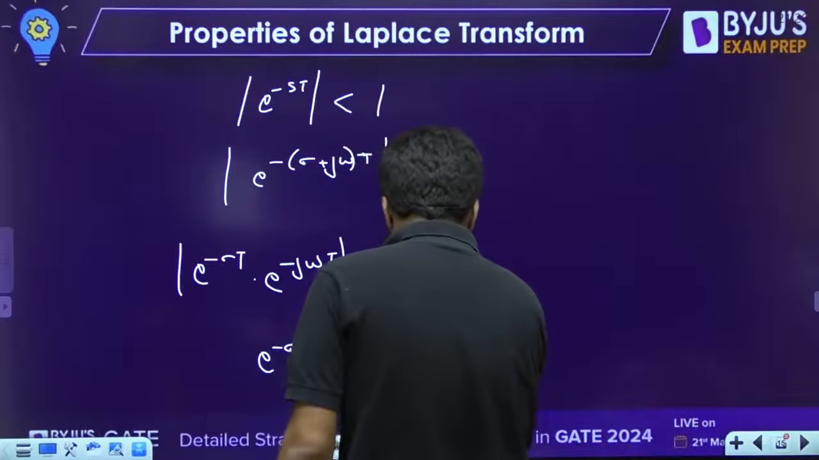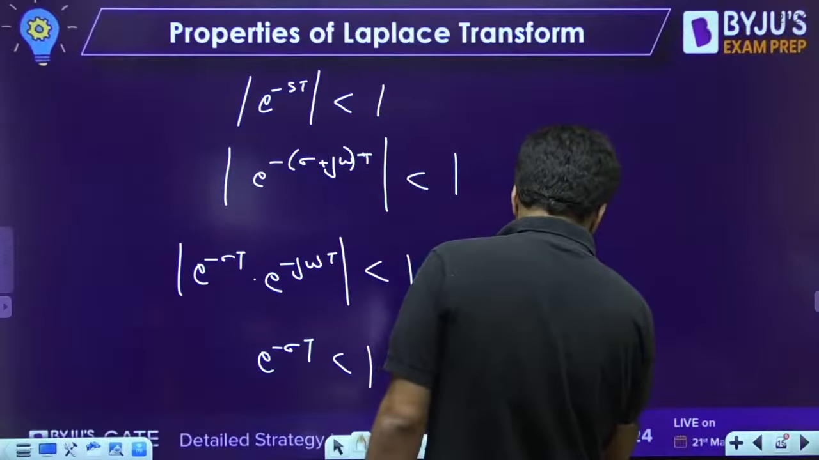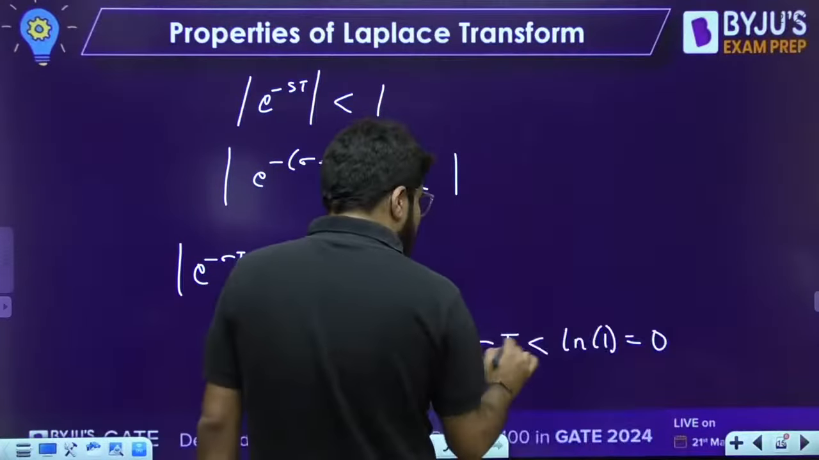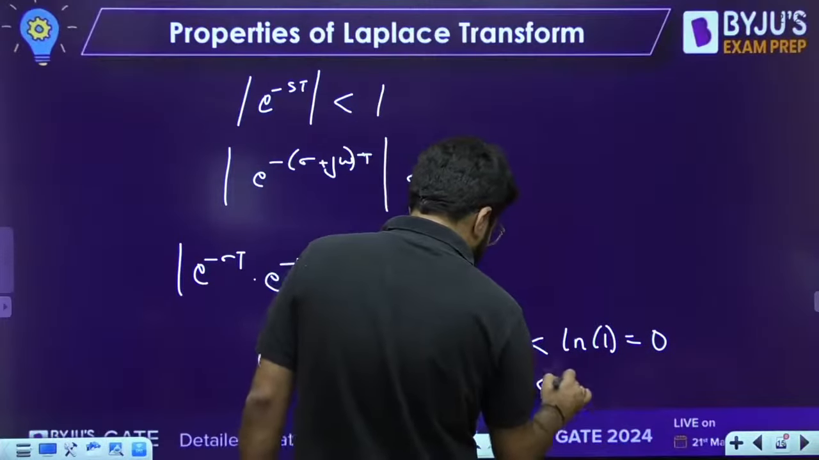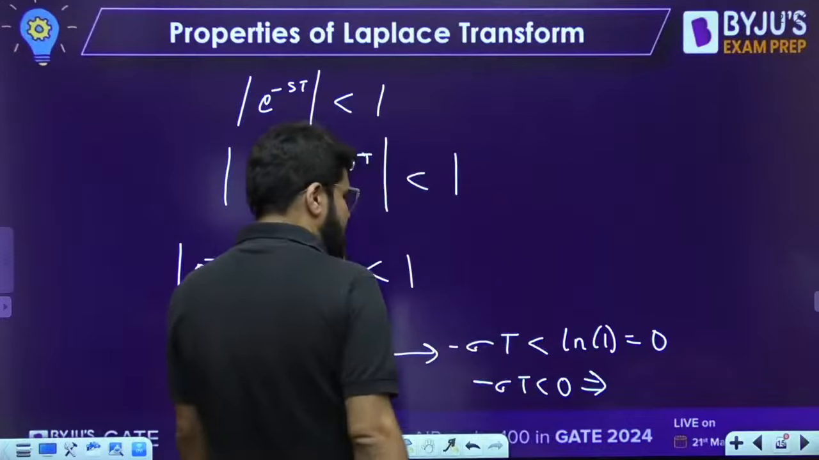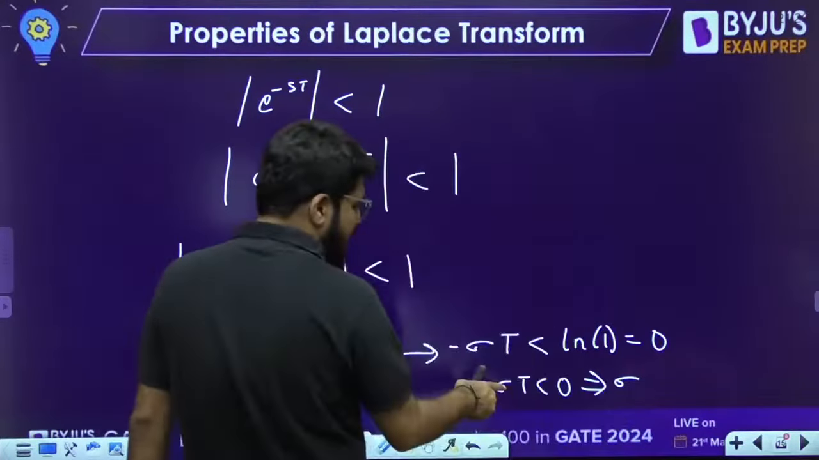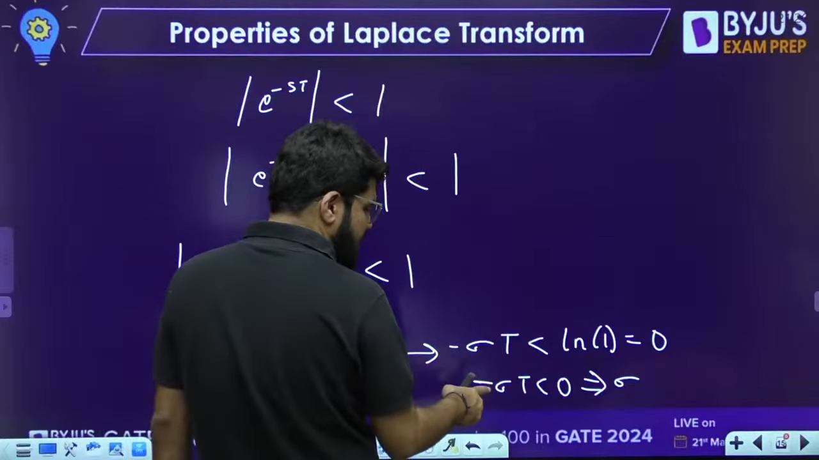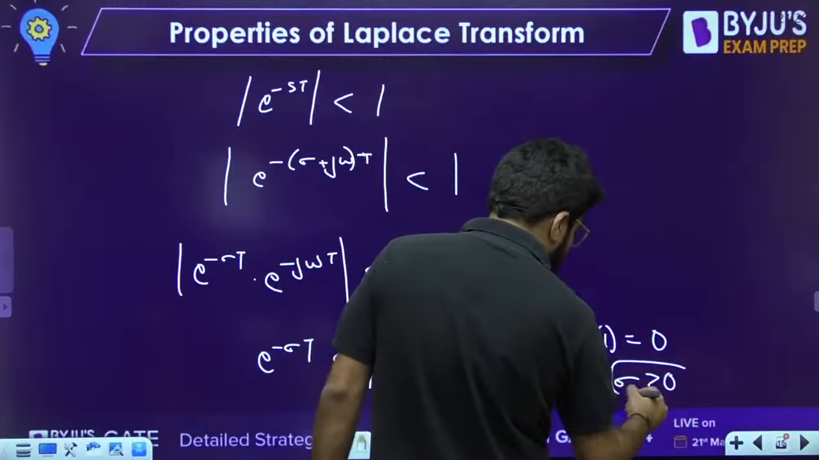Now I can write down minus sigma t less than log 1, that is 0. So minus sigma t is less than 0. Minus is already there, sigma cannot take any more minus, because if sigma is minus, minus, minus makes plus, but I want less than 0, so sigma should be positive only.